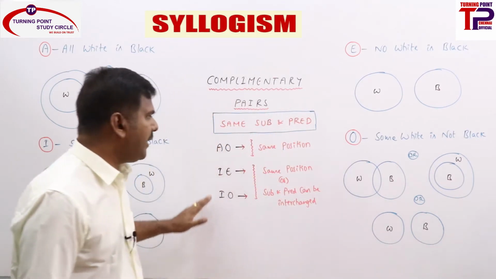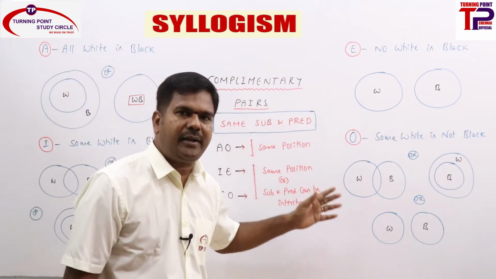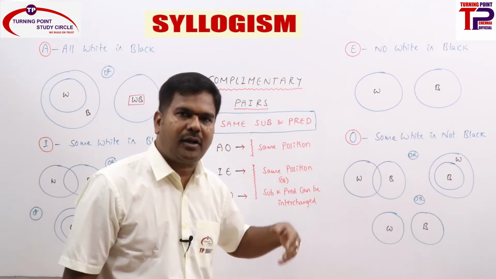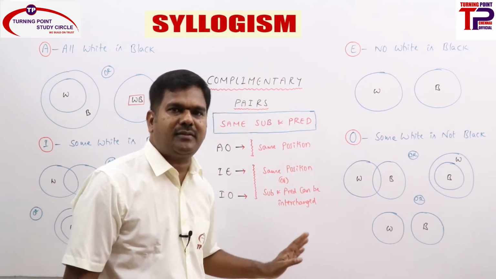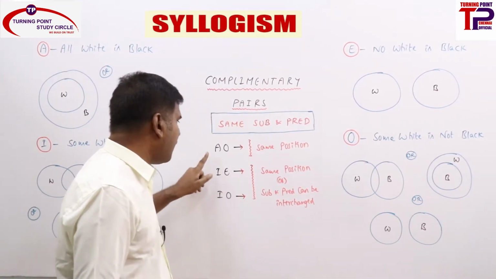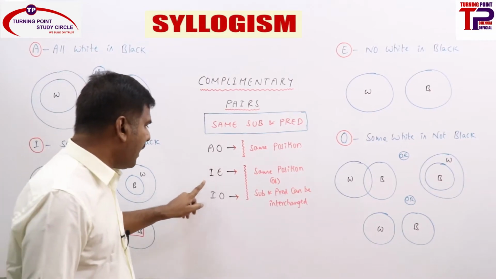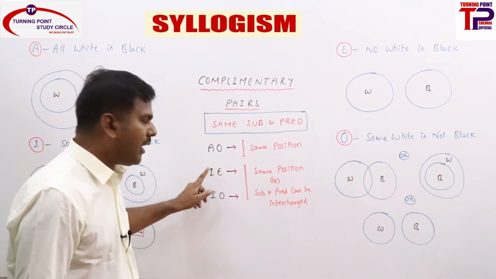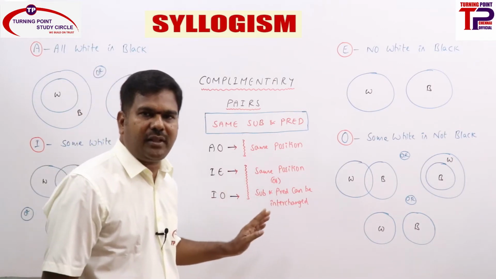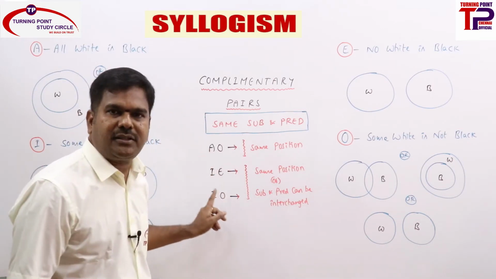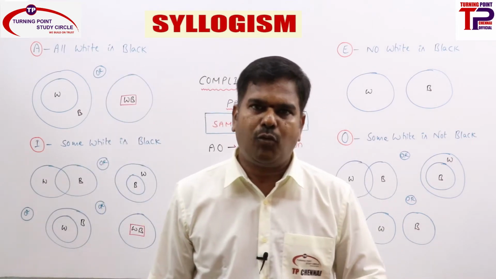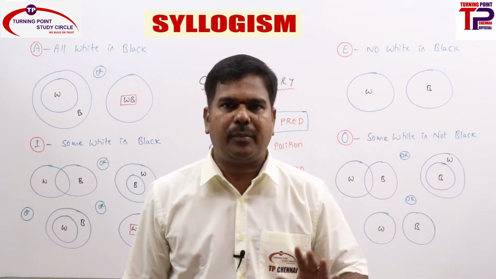This one you can easily remember. I will explain you in detail later. So what are all these complementary pairs, how it comes, and why we have mentioned only these complementary pairs are there. Clear? So we have only 3 complementary pairs. One is AO pair, another one is IE pair, the last one is IO pair. So starting with A, 1 pair is there, starting with I, 2 pairs are there.